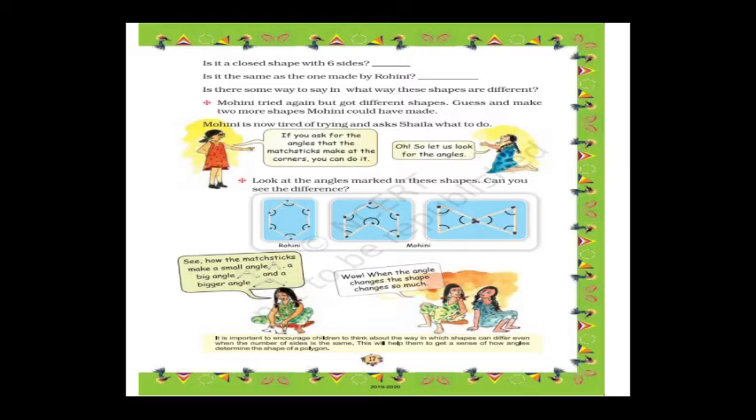Oh, so let us look for the angles. See, I already explained angles in your previous class. What do you mean by angles? Two rays meet at a point, so there you can form an angle, right? Or two lines meet at one point, there you can form an angle.